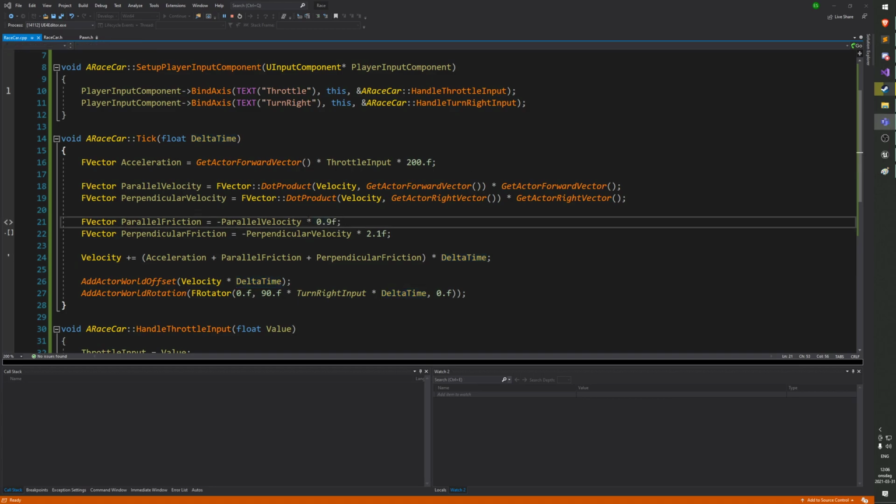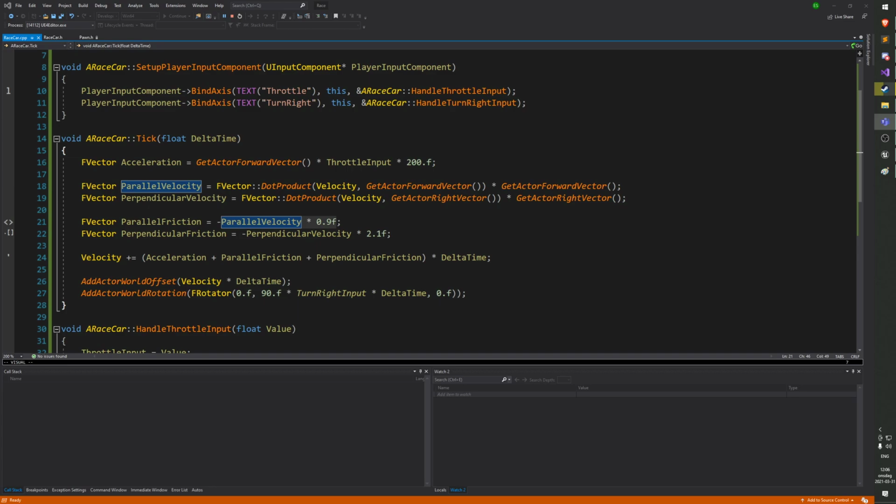Okay. So let's say if this was 1, right? So if for the parallel we have a friction of 1, that means when we're moving at 200 velocity, friction will be minus 200. Yeah. And since acceleration is 200, that means at 200 we have reached our max speed, because at that point acceleration and friction are going to be equal.